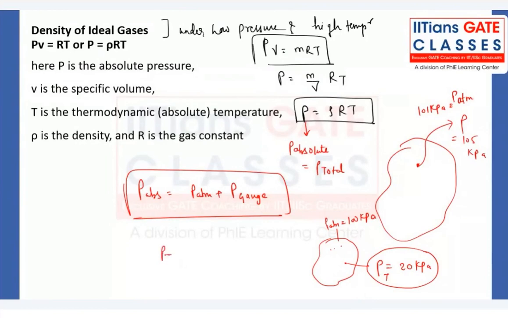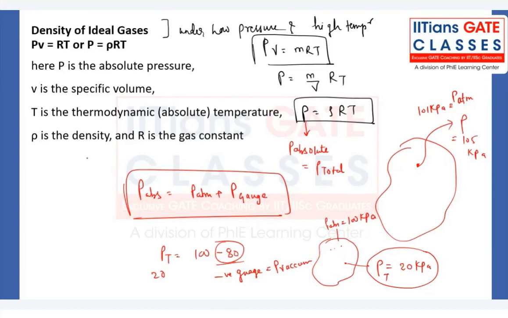There has been a positive gauge pressure or negative gauge pressure. See, for total pressure you are writing P atm 100. What should I keep to make it 20? I should make it minus 80. Minus 80 means what? At that location, the pressure has been reduced as compared to the atmospheric pressure by 80 kilopascal. That is the negative gauge pressure. That negative gauge pressure we also call vacuum pressure, right? That thing we will be learning. No need to worry. Make a note of it.